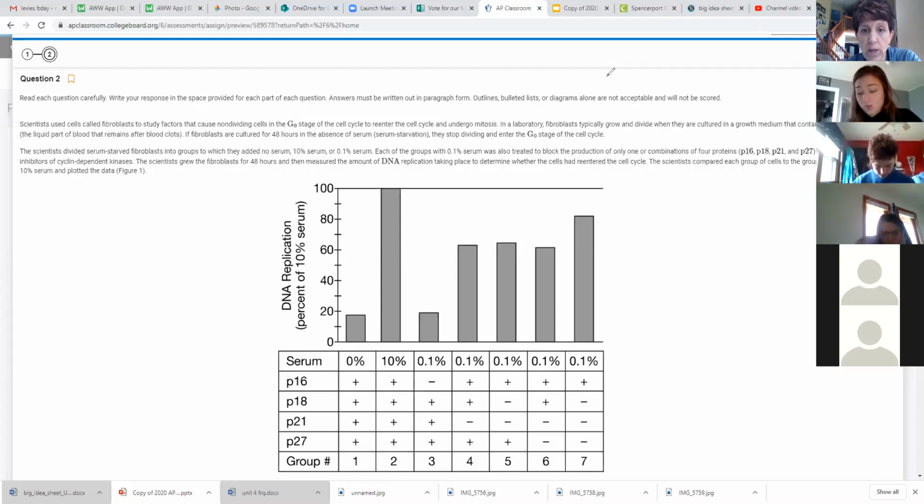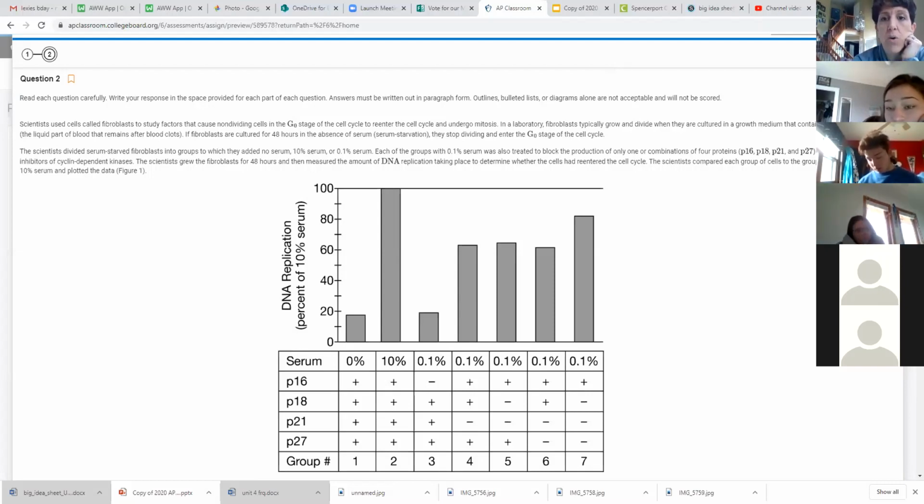Each of the groups with 0.1% serum was also treated to block the production of only 1 or combinations of 4 proteins, all the little P number things, that are inhibitors of Cdks. The scientists grew the fibroblasts for 48 hours and then measured the amount of DNA replication taking place.